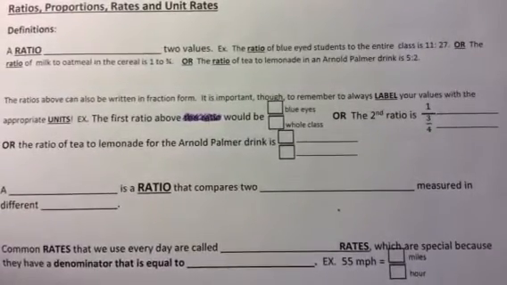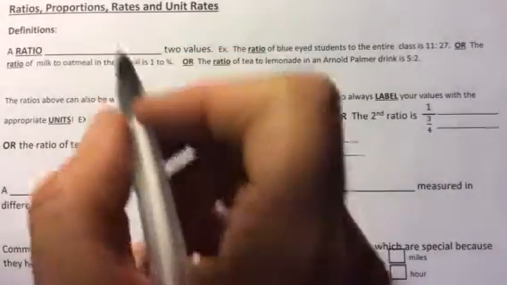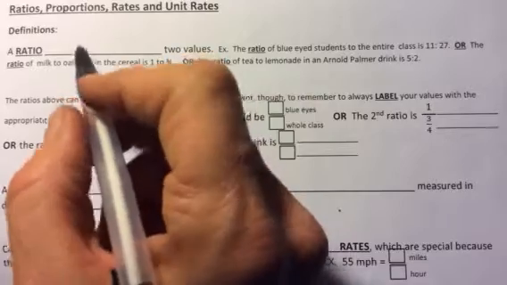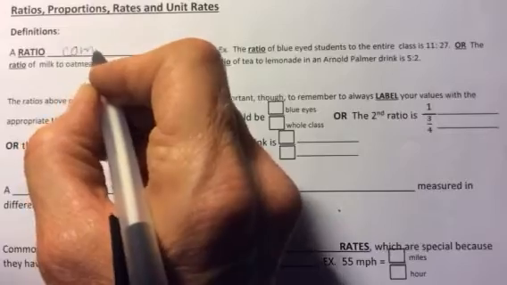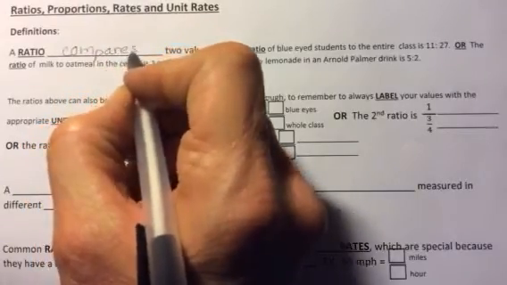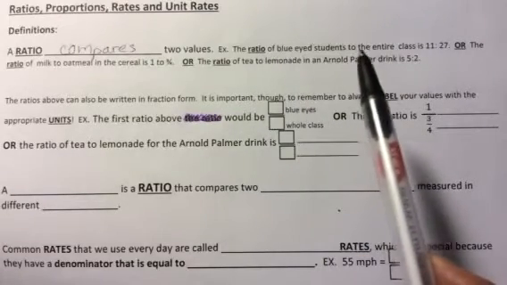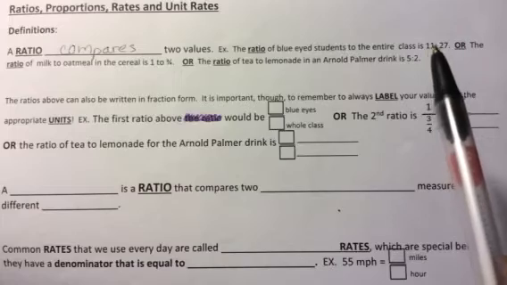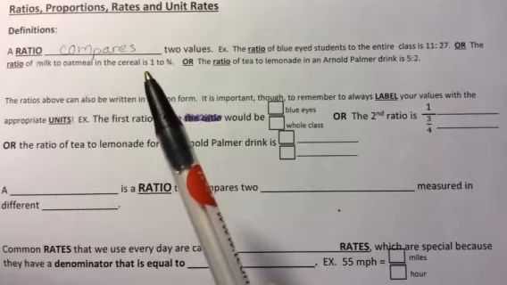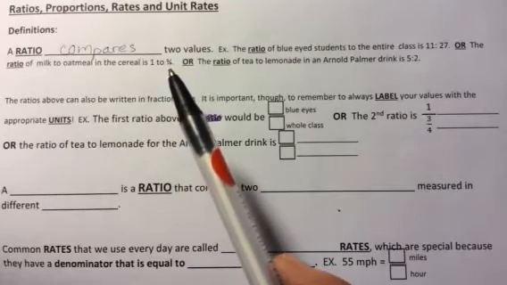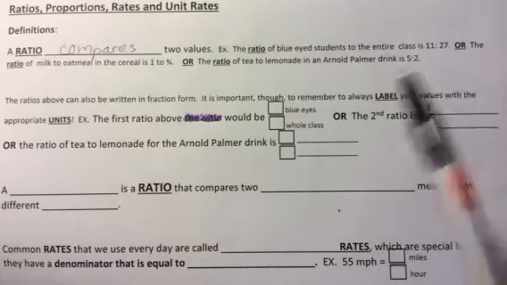We're looking at ratios, proportions, rates, and unit rates. So for our definitions, a ratio compares two values. And some examples that you might see: a ratio of blue-eyed students to the entire class, which is 11 to 27, or the ratio of milk to oatmeal and cereal is 1 to 3/4, or the ratio of tea to lemonade in an Arnold Palmer drink is 5 to 2.